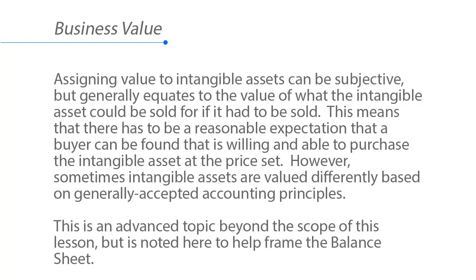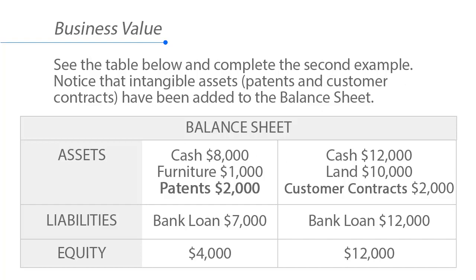They have physical form. Assigning value to intangible assets can be subjective, but generally equates to the value of what the intangible asset could be sold for if it had to be sold. This means that there has to be a reasonable expectation that a buyer can be found that is willing and able to purchase the intangible asset at the price set. However, sometimes intangible assets are valued differently based on generally accepted accounting principles. This is an advanced topic beyond the scope of this lesson, but is noted here to help frame the balance sheet. Let's review another example.